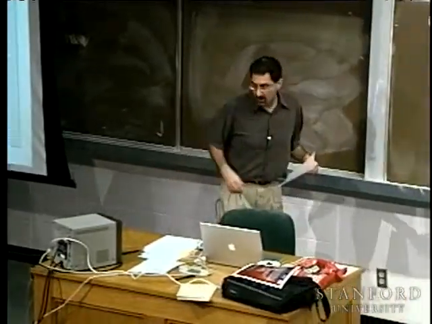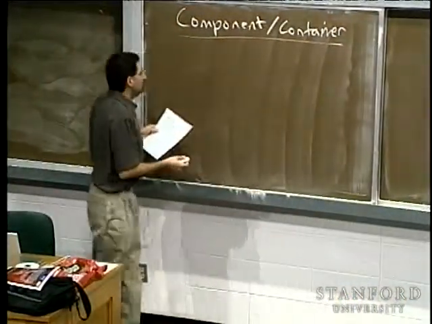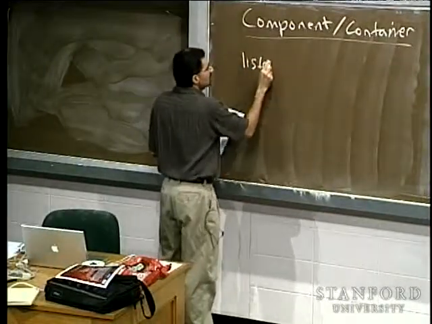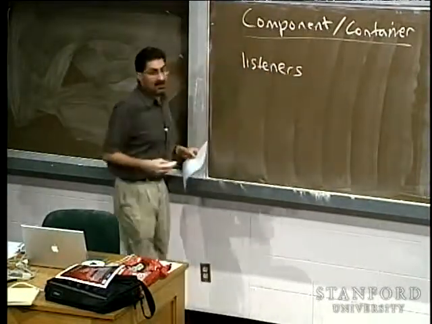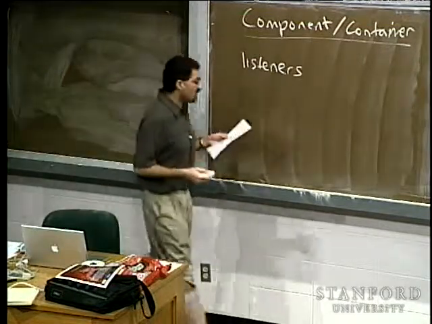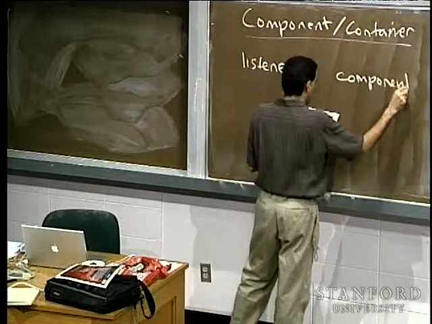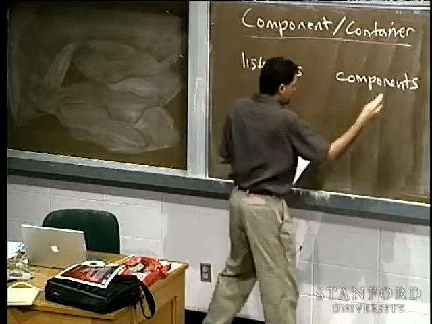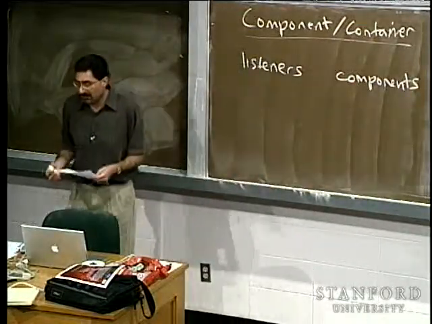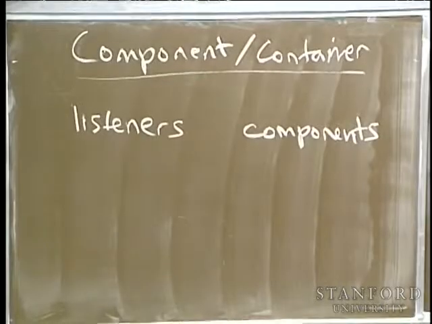Okay? So what does that actually mean in terms of these components and containers? What it means is that we can have listeners in the same way that you kind of thought about listeners for mouse events and listeners for JComponents. You can have listeners for components, okay, like we talked about resizing the window.